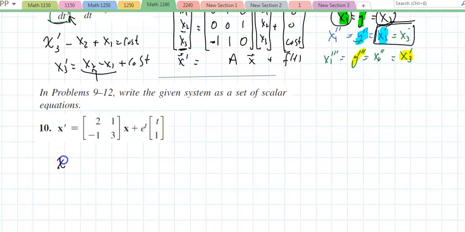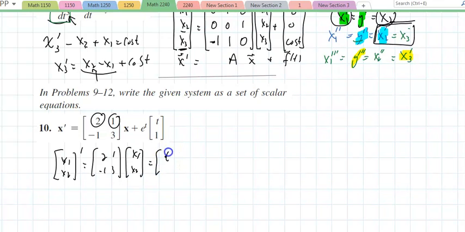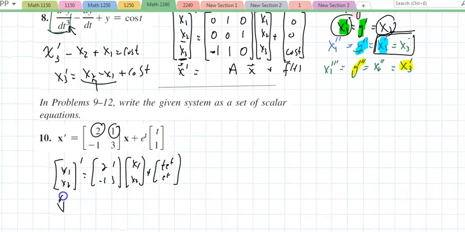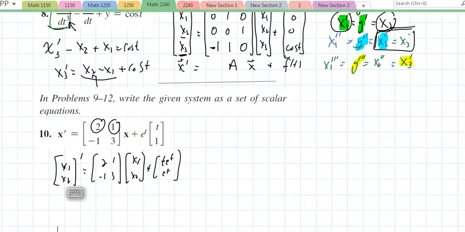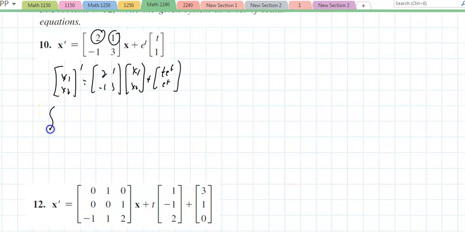You would say simply x sub 1 prime equals 2x sub 1 plus, maybe I should write that down for you. This really says x sub 1, x sub 2 prime equals 2, 1, negative 1, 3 multiplied by x1, x2, plus t e to the t and e to the t. So if I really want to write it out, I'm going to say the system of equations: x sub 1 prime is going to be 2x sub 1 plus x sub 2 plus t e to the t, and x sub 2 prime is going to be negative x sub 1 plus 3x sub 2 plus e to the t, and that would be the actual system of equations.